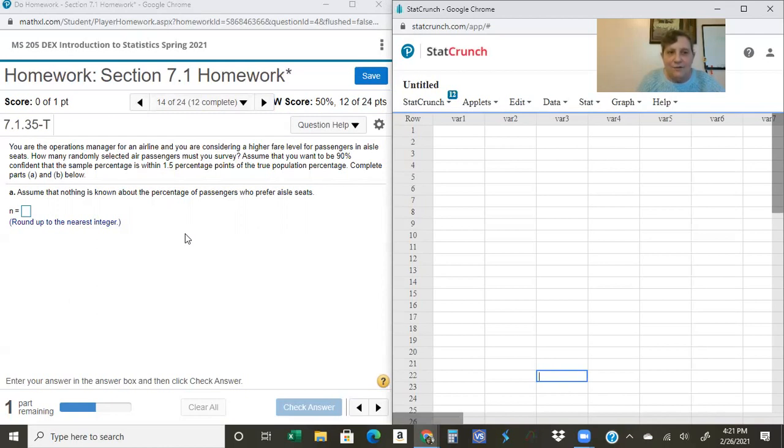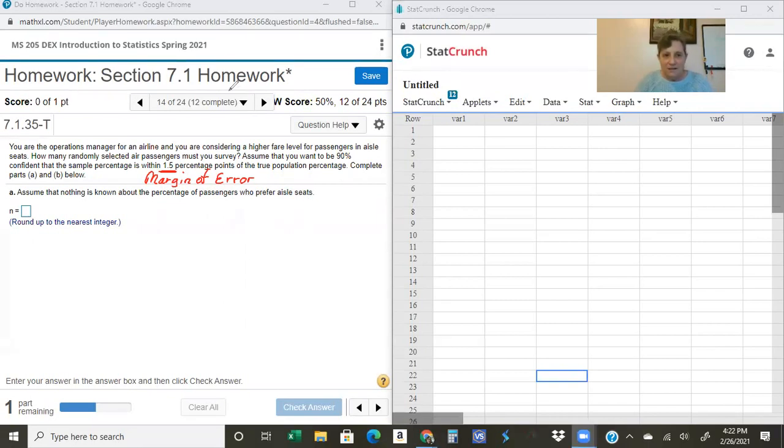Assume you want to be 90% confident that the sample percentage is within 1.5 percentage points of the true population percentage. This is actually our margin of error. This is how much we want our answer to be within, plus or minus 1.5%. Assume nothing is known about the percentage of passengers who prefer aisle seats.